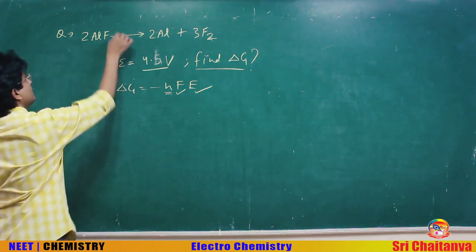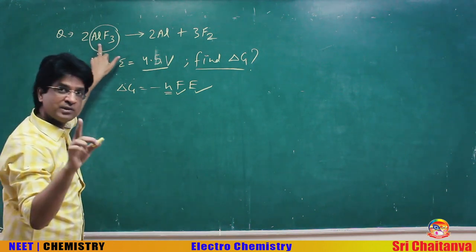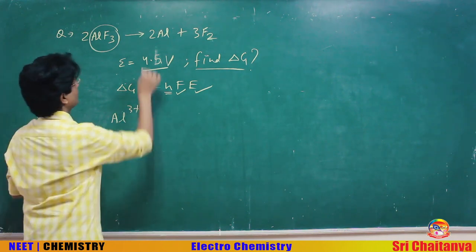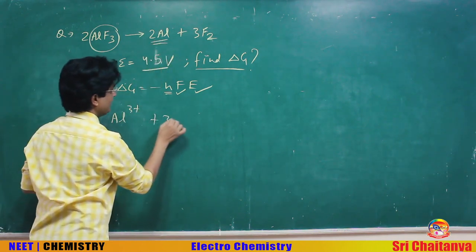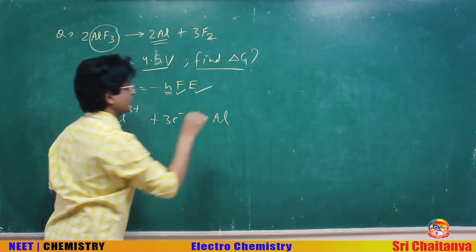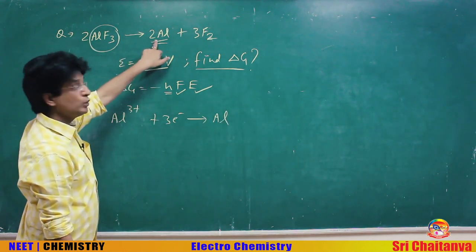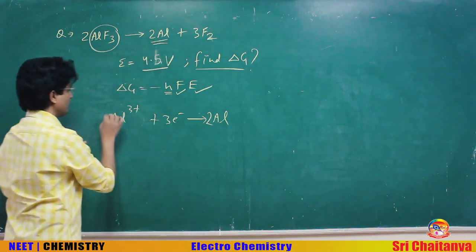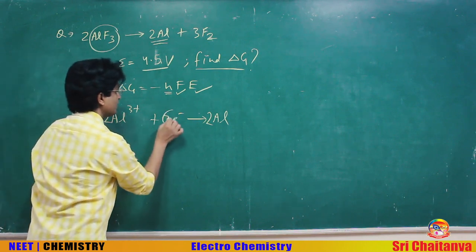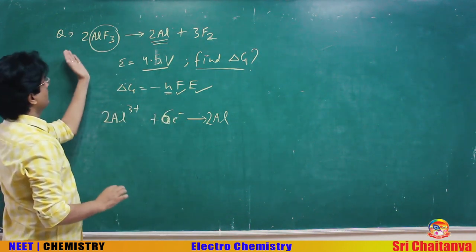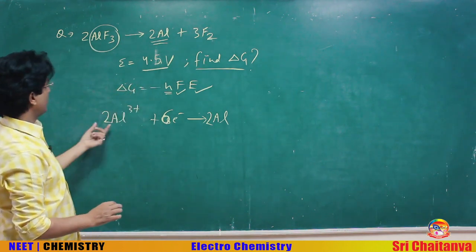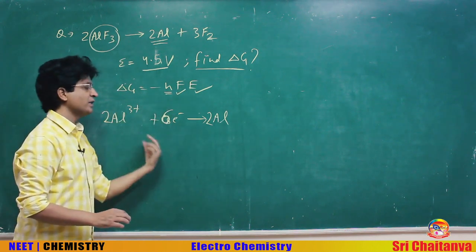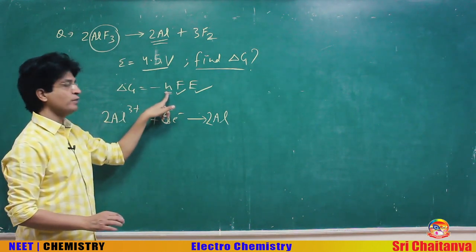Now see that in this compound aluminum is present in +3 state. So aluminum is +3. It is becoming aluminum over here by accepting 3 electrons. How many aluminum do I want? 2 aluminum. So if I want 2 aluminum, I should multiply this equation by 2. This will become 2Al3+, and this will become 6 electrons. So 6 electrons are transferred. Aluminum is accepting 6 electrons and fluoride will be giving 6 electrons. So net electron transfer is 6. So n in this formula is 6.